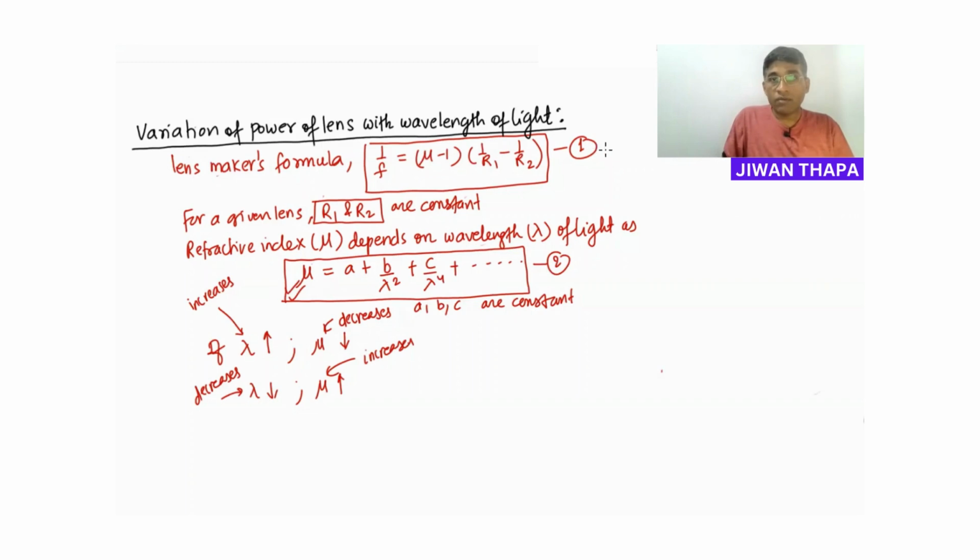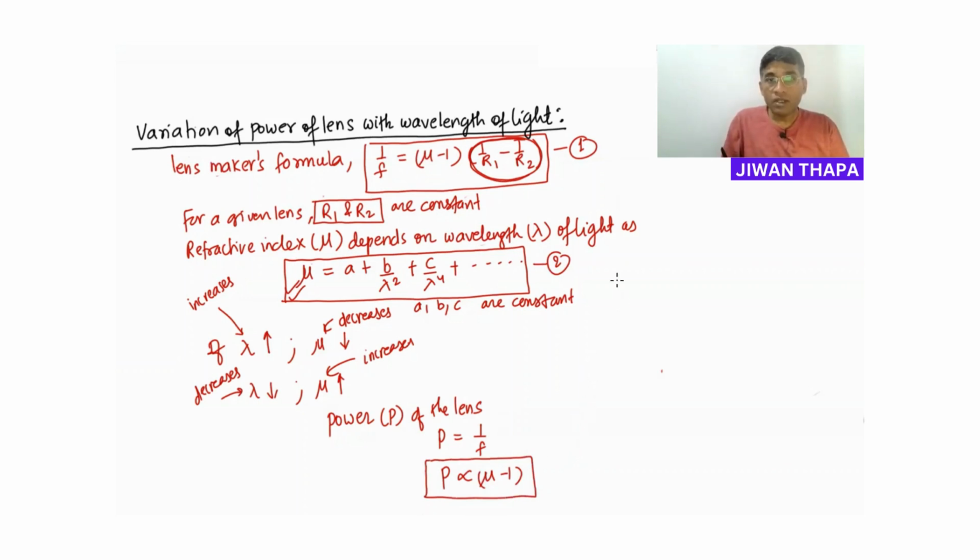Now from 1 and 2, we can write power P of the lens, P equals 1 by f. Since R1 and R2 are constant, this quantity inside the bracket is constant. So we can write power P is proportional to, or depends on, mu minus 1. So we find this.